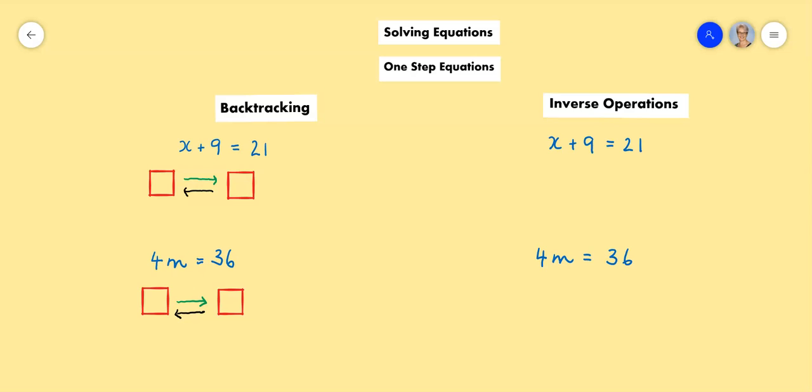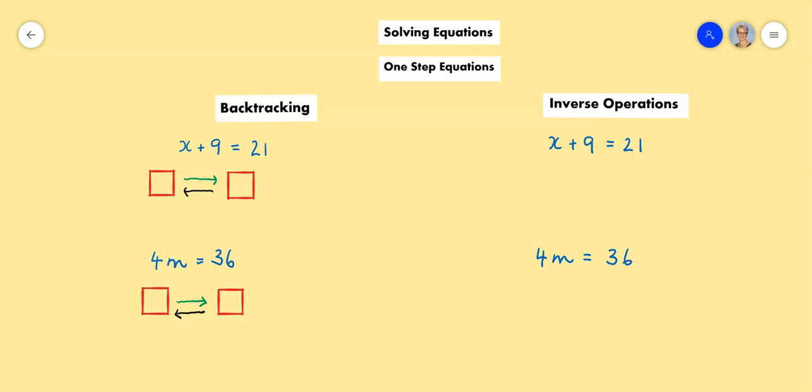Before we start, I want to remind you that when we are solving equations, we use the four operations that we normally would use in arithmetic: addition, subtraction, multiplication, and division. And when solving an equation, it means that you need to work backwards to work out the unknown input number when you already have the answer. The first two equations we will look at are x plus 9 equals 21 and 4m is equal to 36.